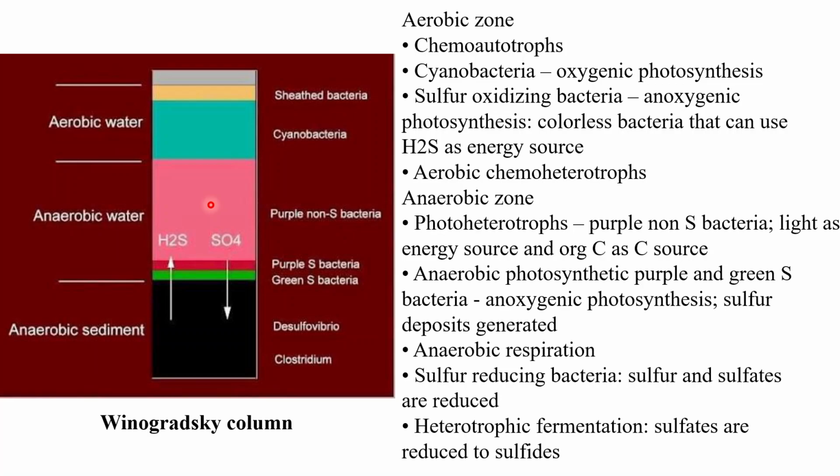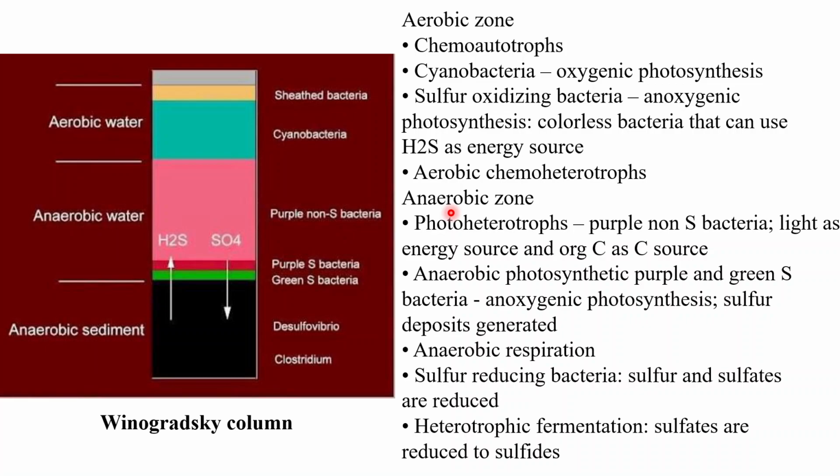Then when you come further down, there will be sulfur oxidizing bacteria. Those are anoxygenic photosynthetic bacteria. In oxygenic photosynthesis, H2O was being used, but these bacteria will use H2S as the energy source. They get the H2S from the anaerobic sediments, which I'll explain shortly. Then comes the aerobic chemoheterotrophs. Heterotrophs means they are using an organic carbon source, right?